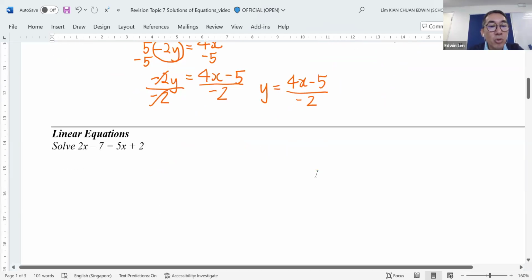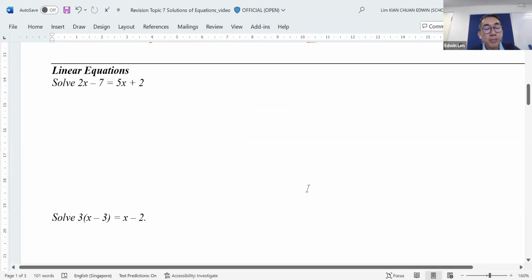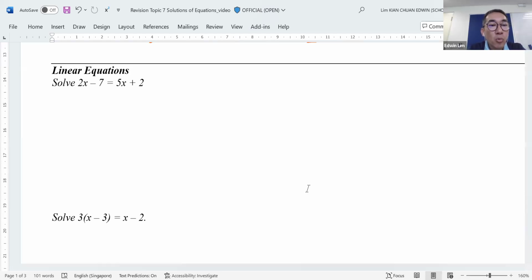Alright, now I will go to solve this equation. Solve 2x minus 7 equals 5x plus 2. So what's the meaning of solve? Solve is to find values. Find value. Alright, in this case, find value of x. So 2x minus 7 equals 5x plus 2. Okay, I will do it slowly.